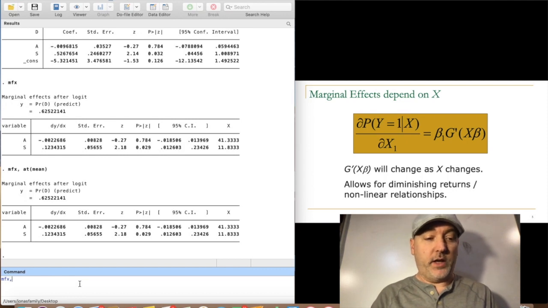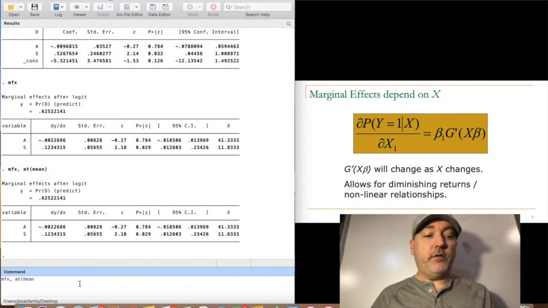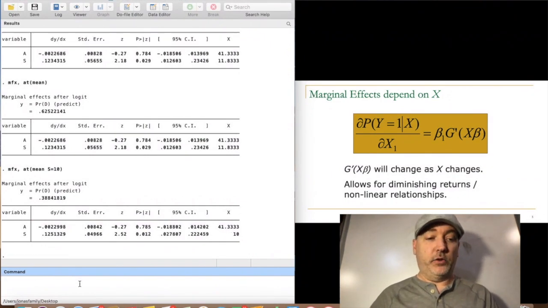So we can go mfx, and again, that's going to refer to the most recently estimated set of coefficients. And let's say we want to put it at the mean of all variables, but we want schooling to equal 10. So this would be calculated the marginal effect beginning at 10 years of schooling, and then we can calculate the associated marginal effects here. And so what you'd want to look for is meaningful differences.